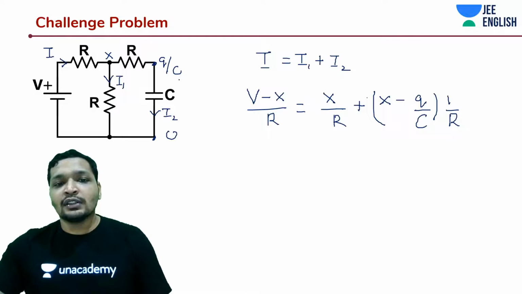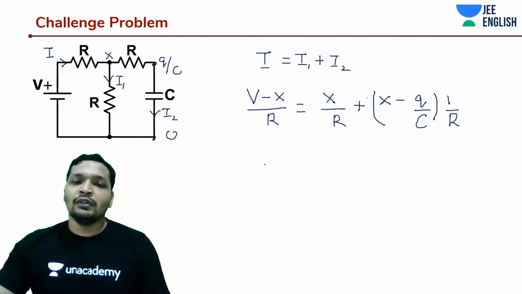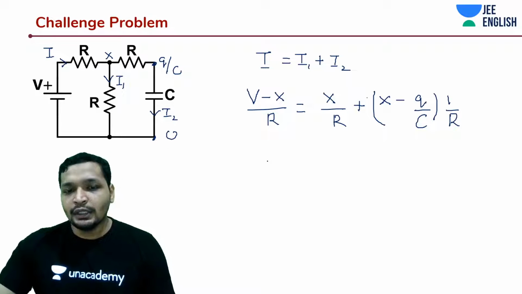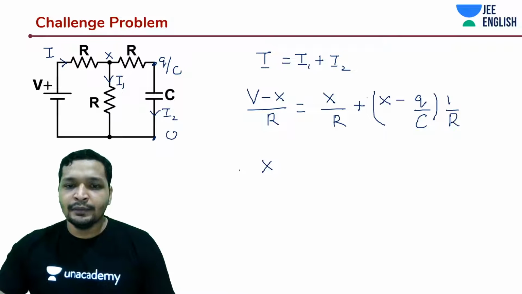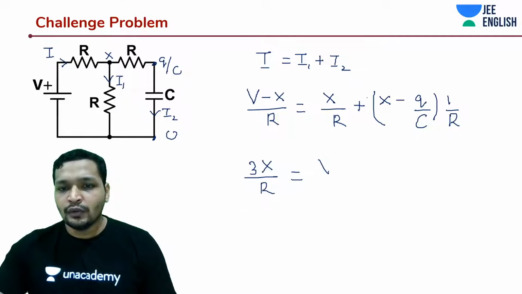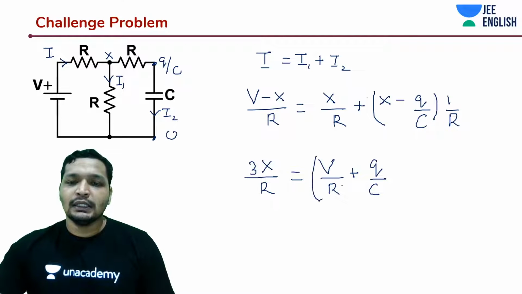And you know what the Q naught across this is, right? The final potential. The final potential in this case is going to be V by 2, which is 3 volts. It may differ depending upon the type of circuit in these kinds of circuit combinations. We are going to solve this to find the value of X, and you take this X to the other side. It's basically 3X by R is equal to V by R plus Q by C.